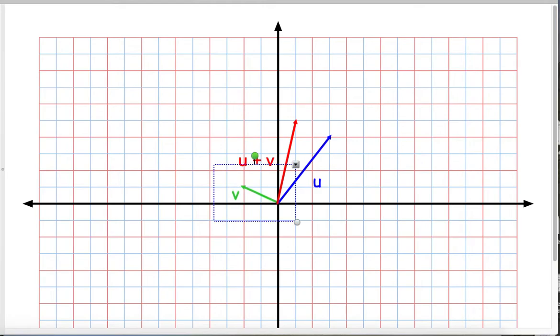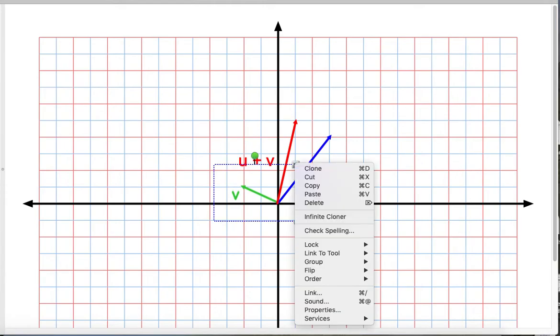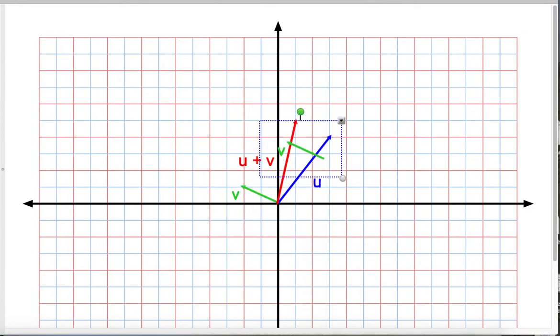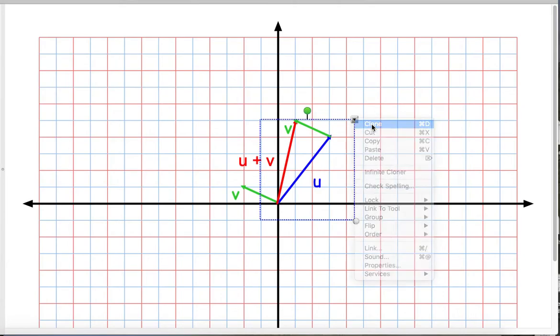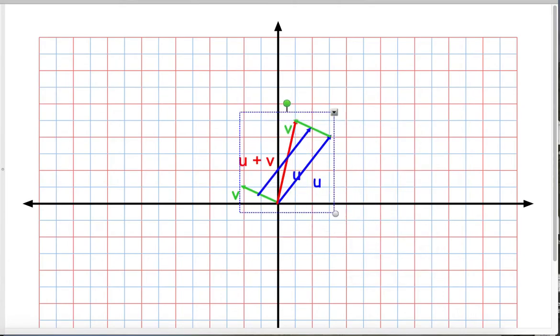Now, if I make a copy of this, slide it over here, and if I make a copy of this one, you'll notice that the green and blue vector, if I make extra copies, they really determine a parallelogram. And so u plus v winds up being one of the diagonals of that parallelogram. And that's referred to as the parallelogram law.